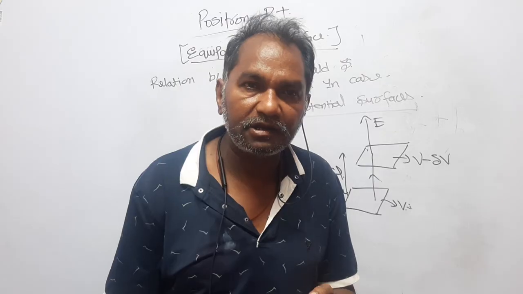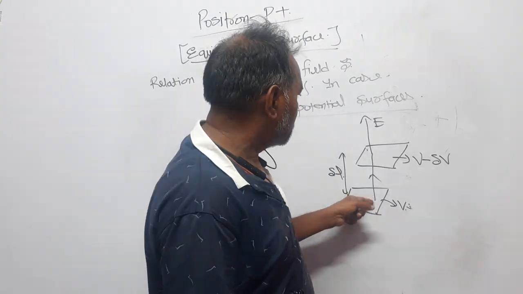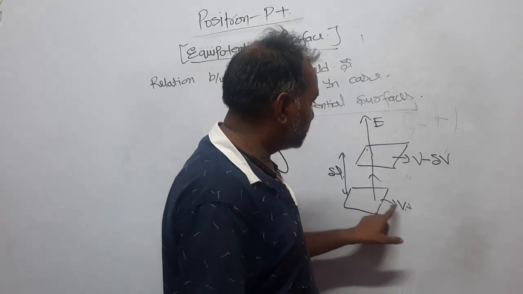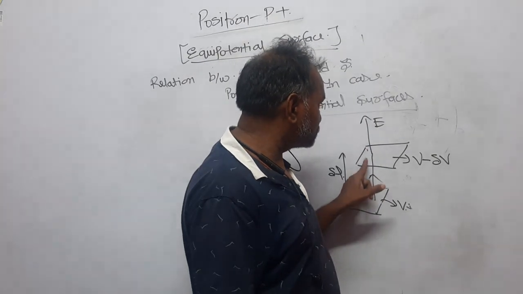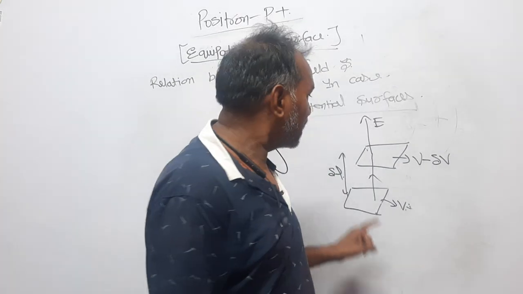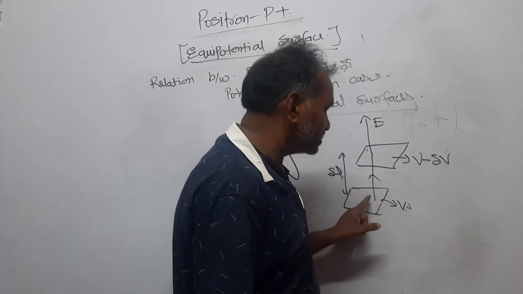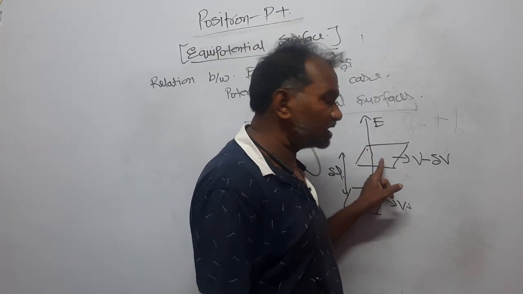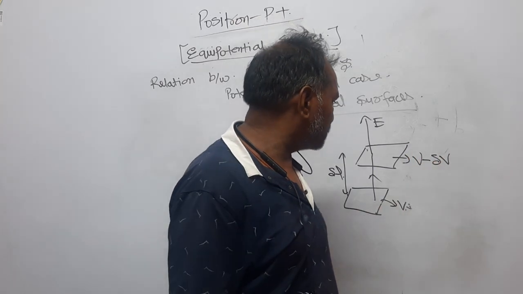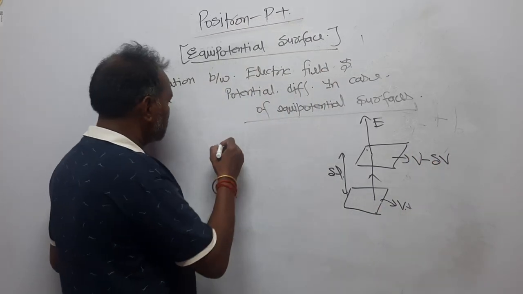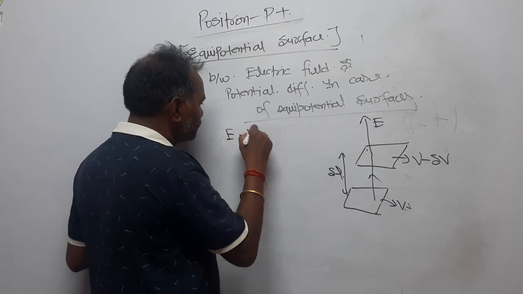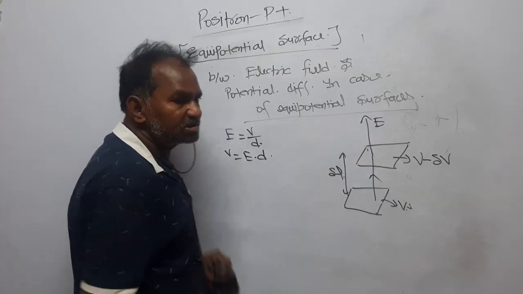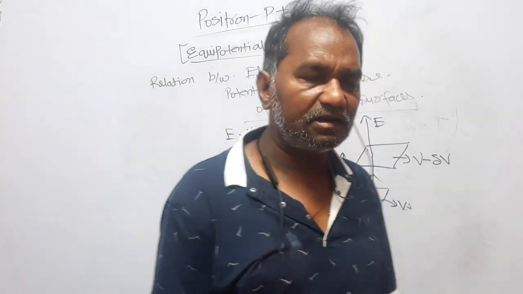In the direction of electric field, potential decreases, right? Here, the drop in potential is in the direction of field. How? These two are different equipotential surfaces. At every point of this equipotential surface, potential is V, whereas at every point of this equipotential surface, the potential is V minus del V. Now, E is equal to V upon d, or V is equal to E into d. This is the relation between the potential difference and electric field.